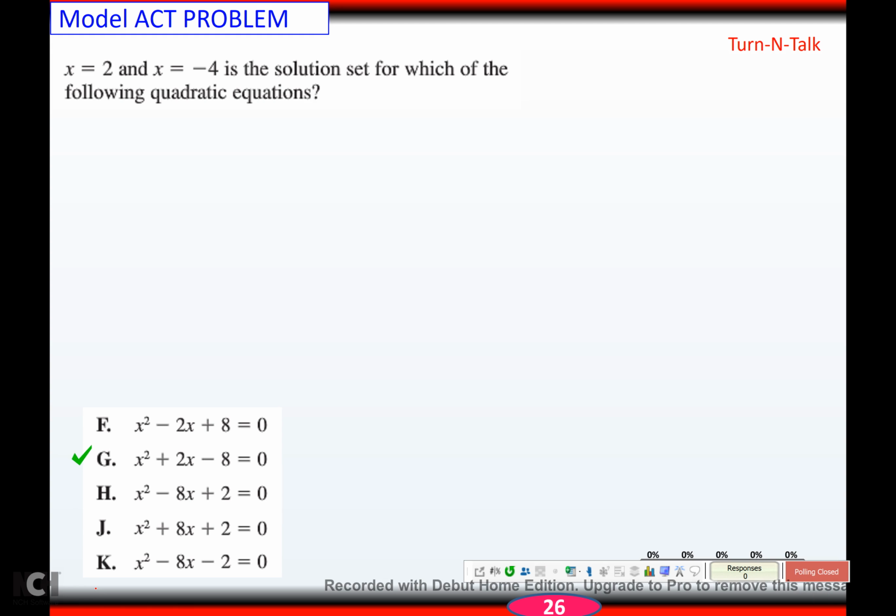All right, it says x equals 2 and x equals -4 is the solution set for which of the following quadratic equations? You could try and factor, and solve and get the solutions, but that's going to take quite a bit of time. When we start with a trinomial, ax squared plus bx plus c, then we factor it, then we set them to 0, and then we're done. Okay? Well, all we're doing is starting at the end. So I'm starting with x equals 2 and x equals -4.